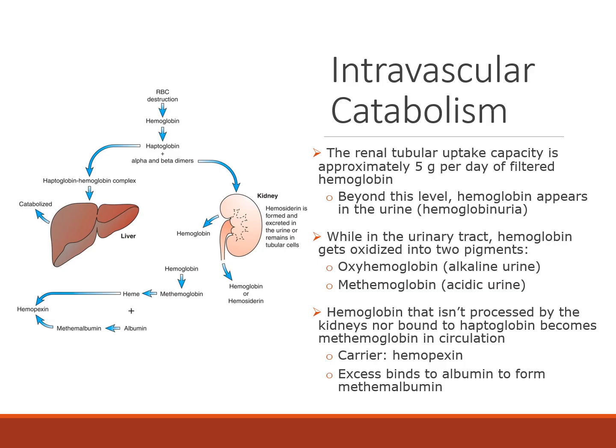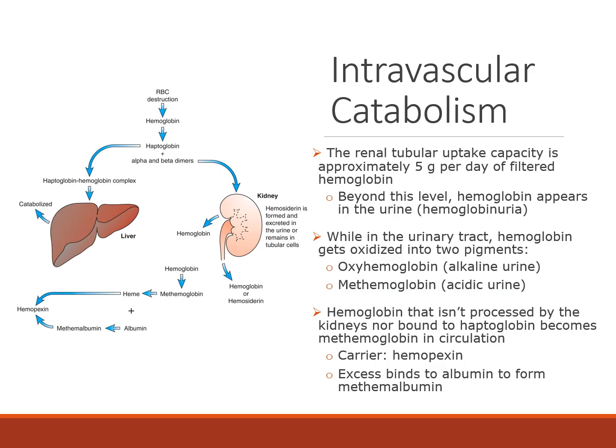And then while in the urinary tract, hemoglobin gets oxidized into two pigments. So we have oxyhemoglobin, which occurs in alkaline urine, and then methemoglobin, which is in acidic urine. Hemoglobin that isn't processed by the kidneys nor bound to haptoglobin becomes methemoglobin in circulation. And we have a carrier protein called hemopexin that binds to that methemoglobin. And then that complex will bind to albumin to form methemalbumin. So we'll have like a triplex.